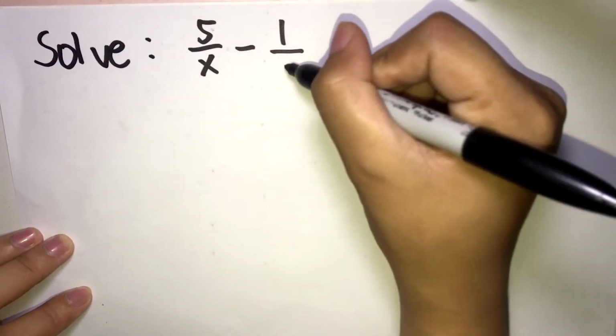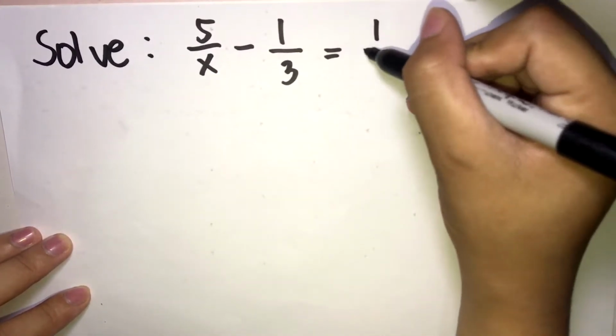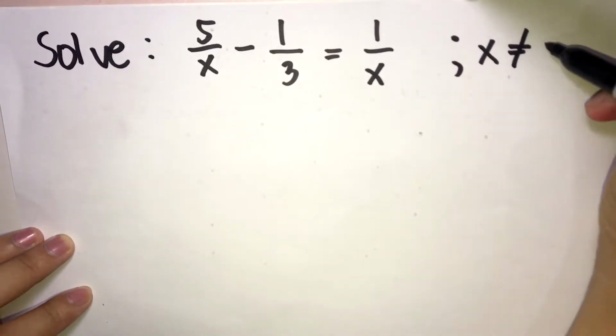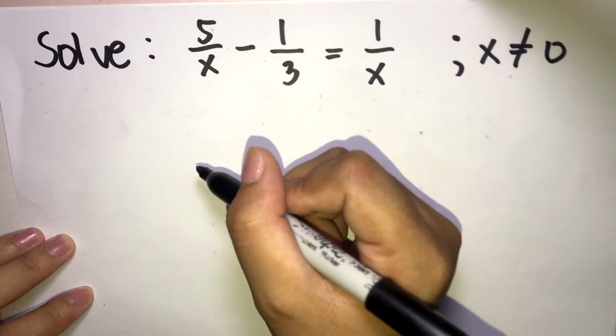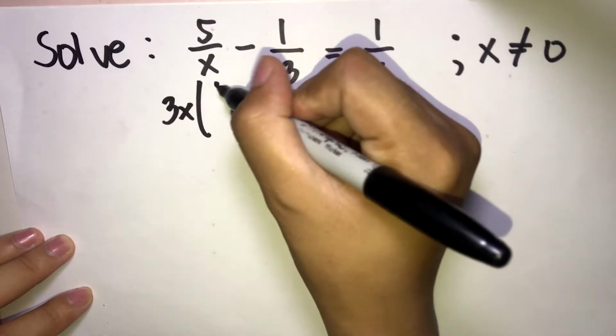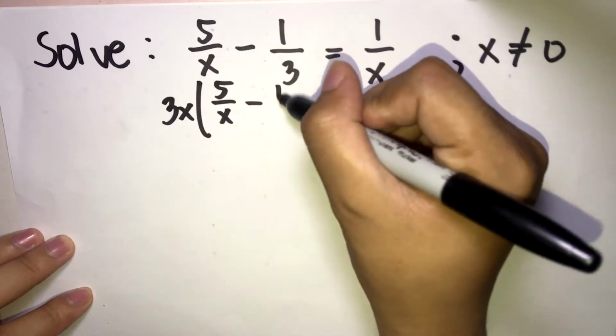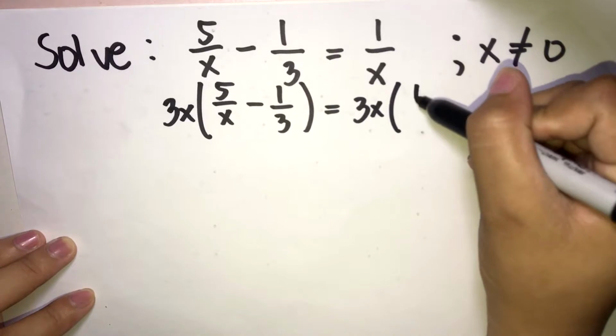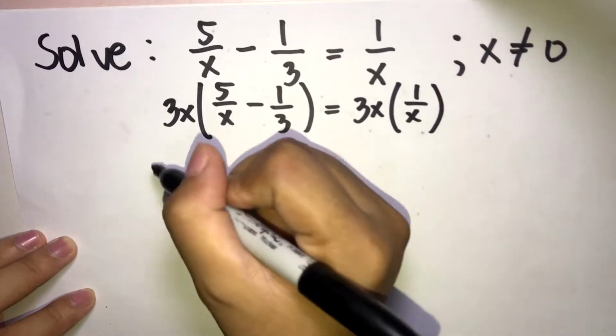For example, solve for 5 over x minus 1 over 3 is equal to 1 over x, where x must not be equal to 0. First, multiply all the terms by the greatest common factor, or 3x. So it would be 3x times 5 over x minus 3x times 1 over 3 is equal to 3x times 1 over x.